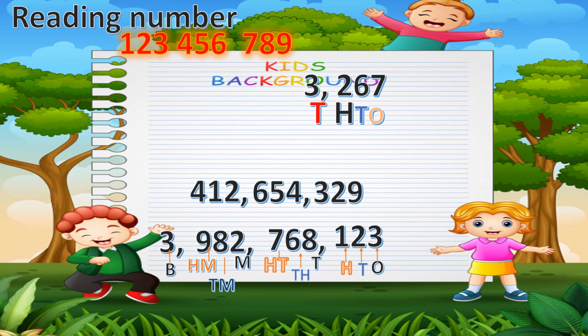But if we use a separator like a comma, it's easy for us to read a number. We're going to read the number from left to right. Okay? If we're going to read the place value, we read it from right to left, but now we are reading a number, so we're going to start from the left.